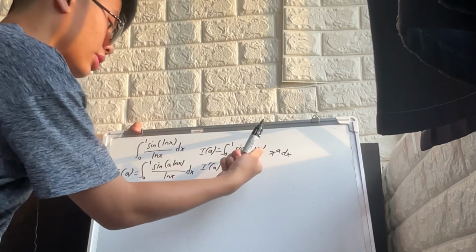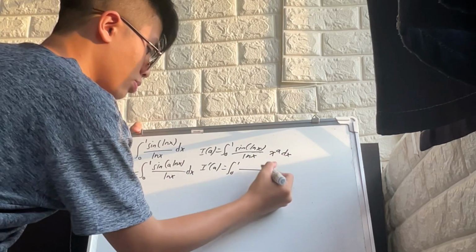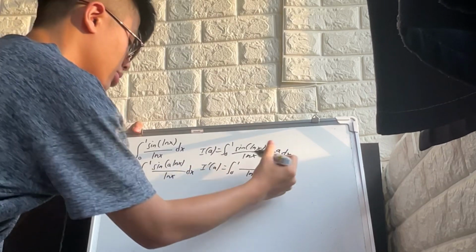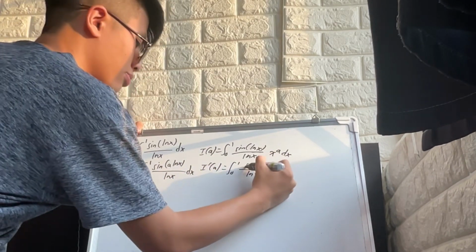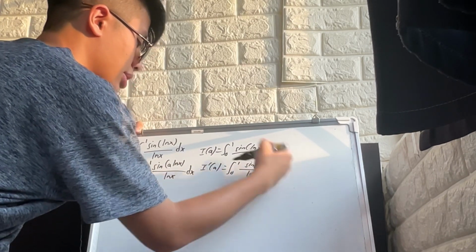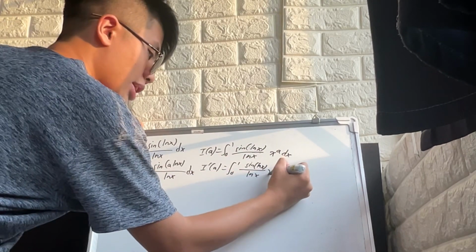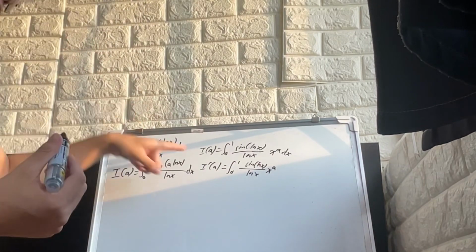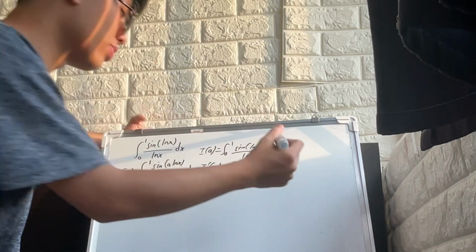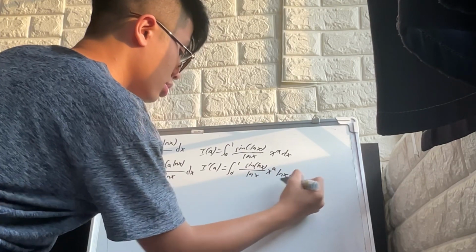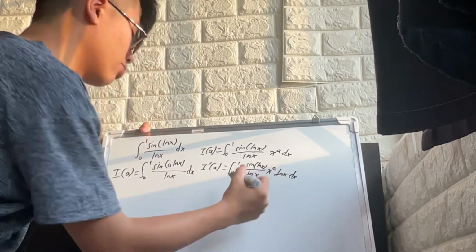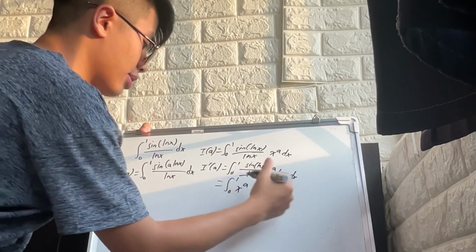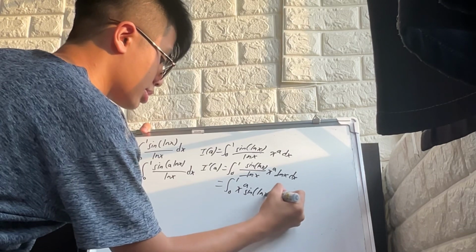You can produce the extra Lnx, and 1 over Lnx stays the same because it's a constant in the A world. Then differentiate this, and the x power of A stays the same. However, x is a constant in the A world, so you need to multiply by Lnx. Then they cancel each other out, and you get x power of A times sine of Lnx dx.